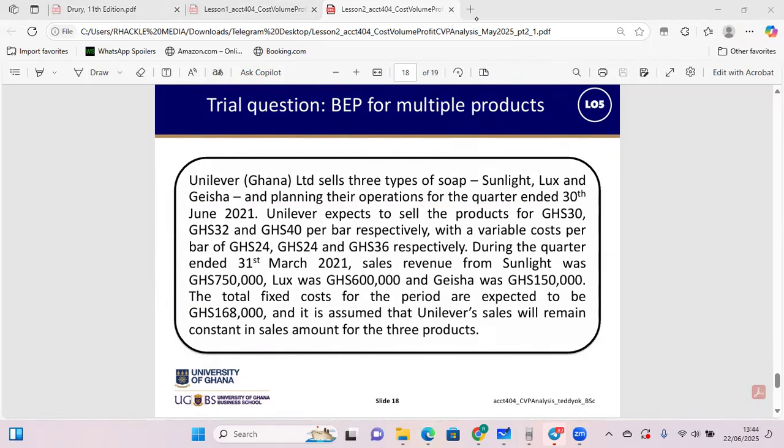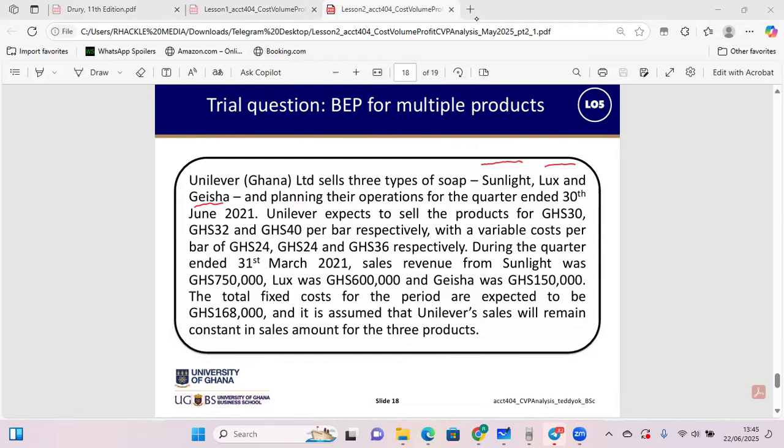So now here, they have three products: Sunlight, Lax, and Geisha. They are planning the operation for the quarter. They expect to sell the products for 30 to 40 per bar respectively. That's their selling price. Variable cost per unit is 24 and 30 respectively.